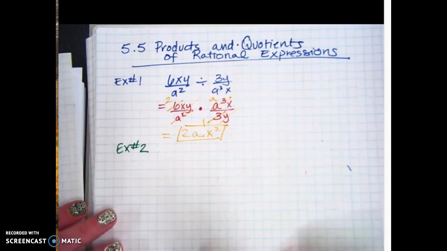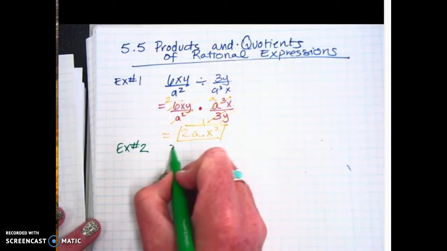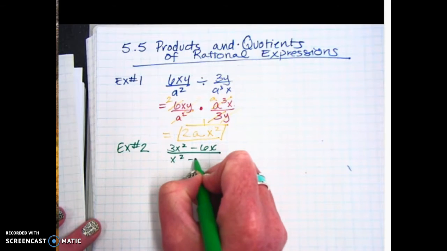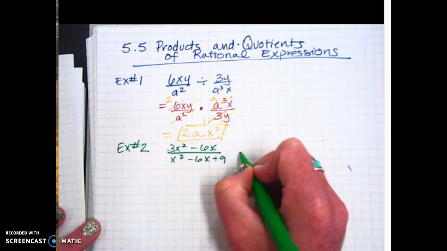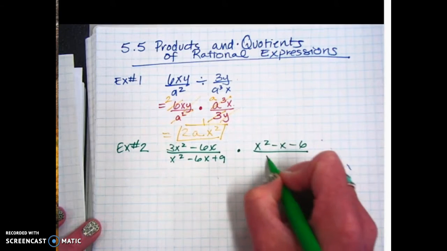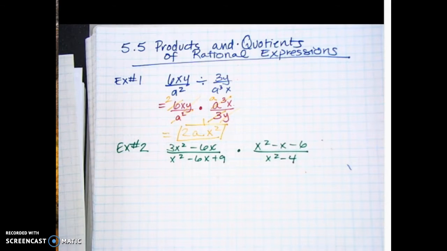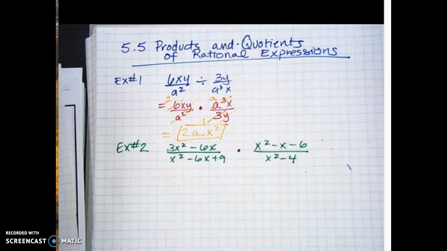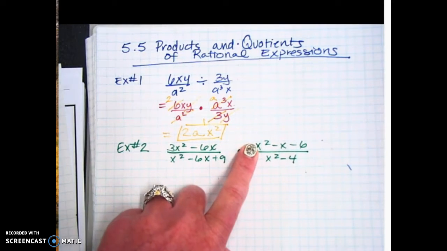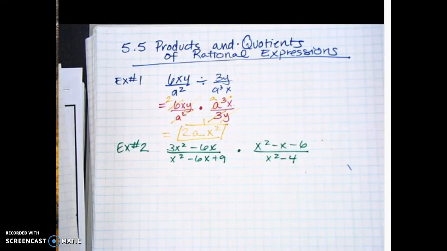Example number 2 is more of an Algebra 2 level problem. We're going to start with 3x squared minus 6x over x squared minus 6x plus 9, times x squared minus 6 over x squared minus 4. So this is kind of getting into what we did yesterday, where you can't just say there's an x squared and there's an x squared, and cross them off. You can't do that with terms. You can only do that with factors.